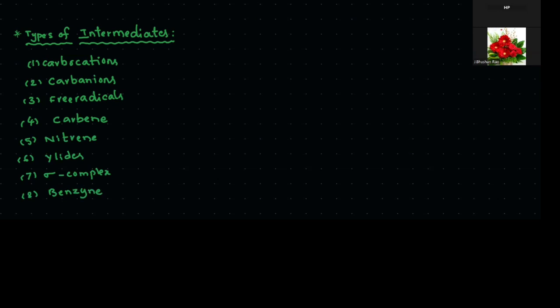So in this, the first one is carbocations. First one is the side heading, carbocations. Generally these carbocations are again classified into 2 categories. The first one is classical carbocations.